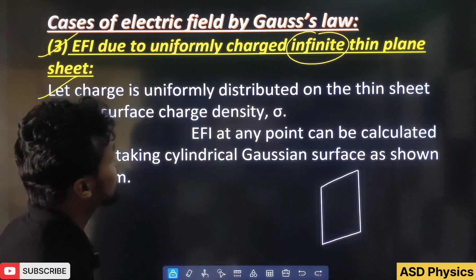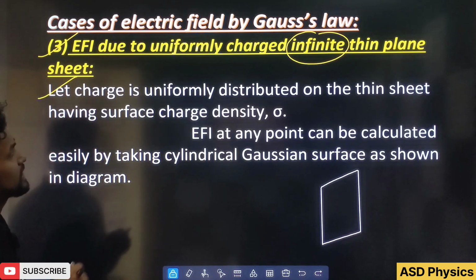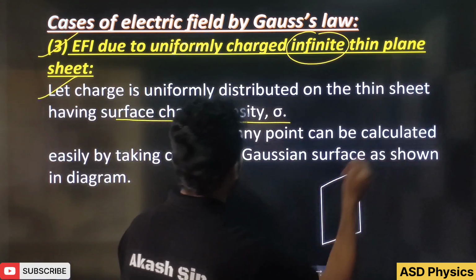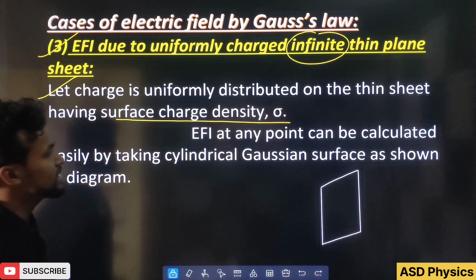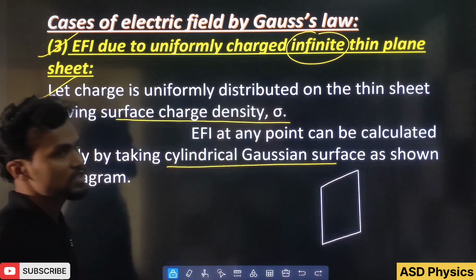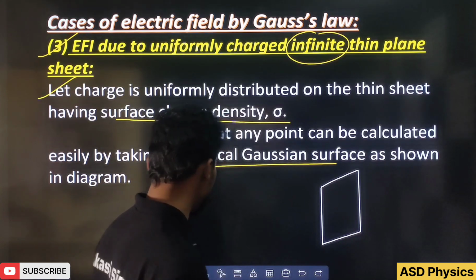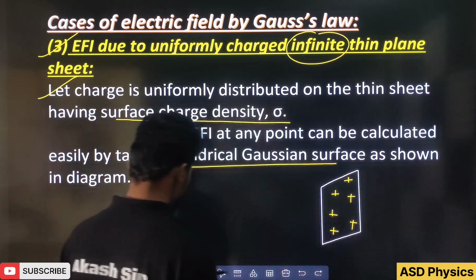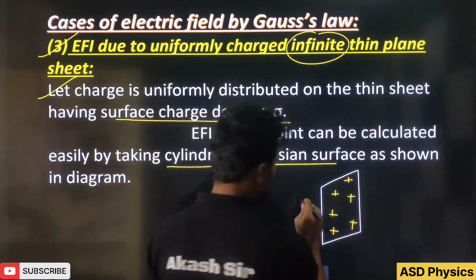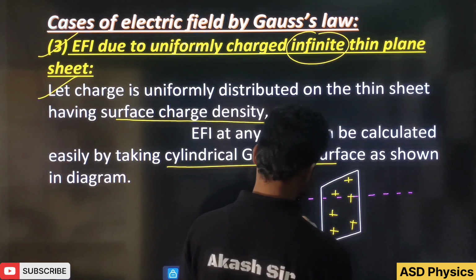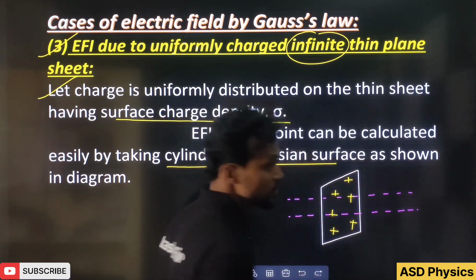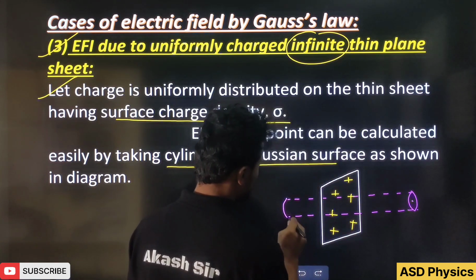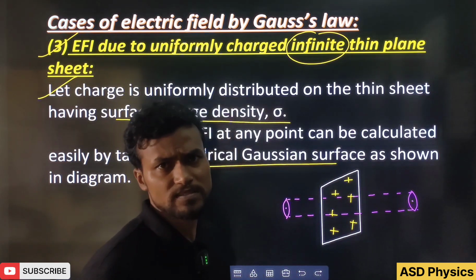Let charge be uniformly distributed on the thin sheet having surface charge density sigma. After that, the electric field intensity at any point can be calculated easily by taking a cylindrical Gaussian surface as shown in the diagram. So here I have taken one thin sheet and let's take some charges there. By default we will take positive charge. After that, let me draw the Gaussian surface like this. This is my Gaussian surface, and here this is my observation point.